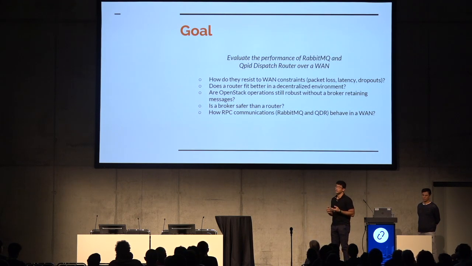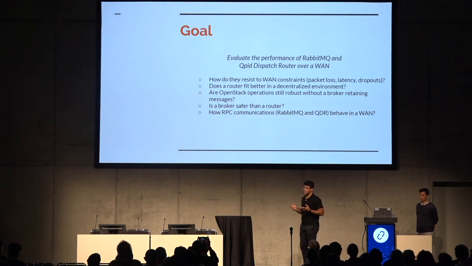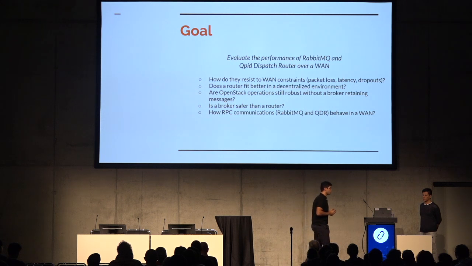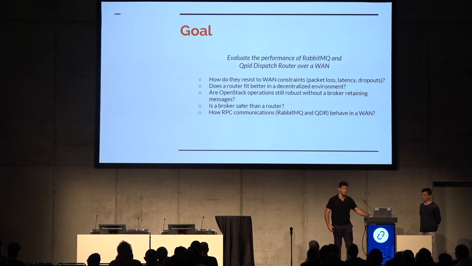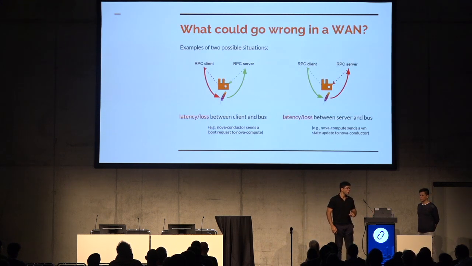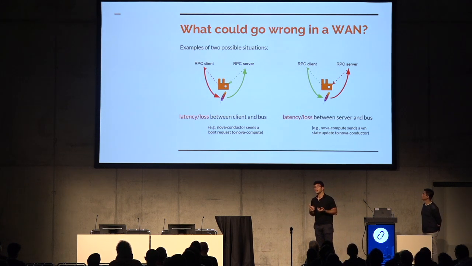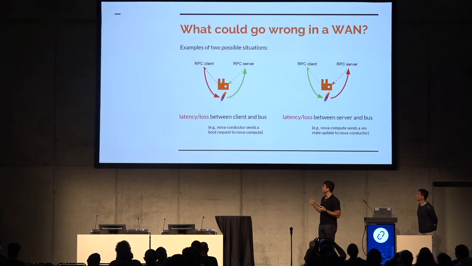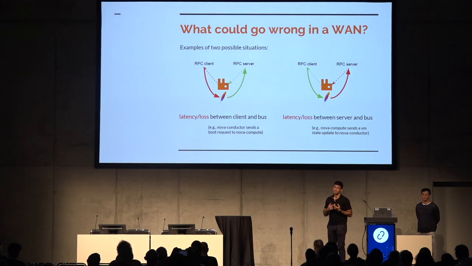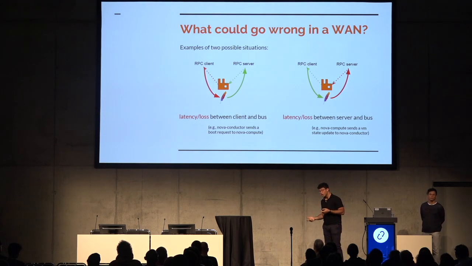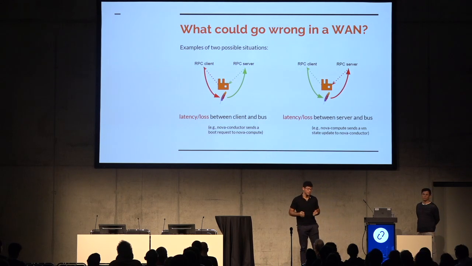So we need to see all of that, and also we need to know how overall RPC communications, whether it's RabbitMQ or Qpid Dispatch Router, behave over WAN. Because what can go wrong in WAN? For example, you might have an RPC client disconnected, or you might have loss between the RPC client and the broker or the router. So the Nova conductor message to boot a VM to Nova compute is lost in wilderness.